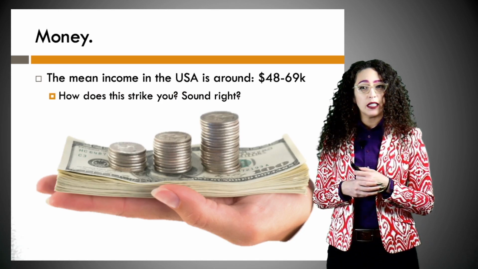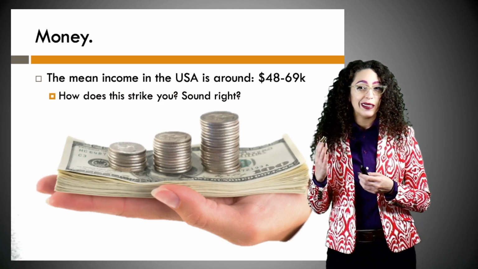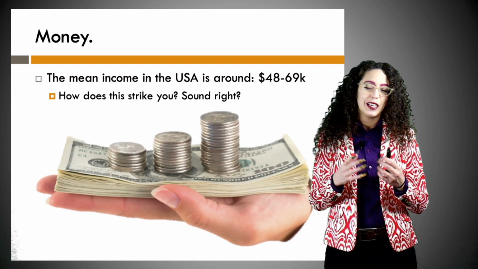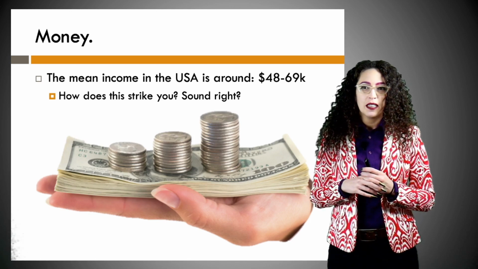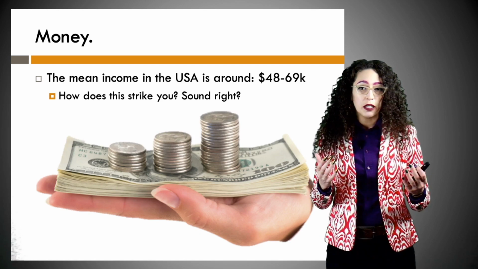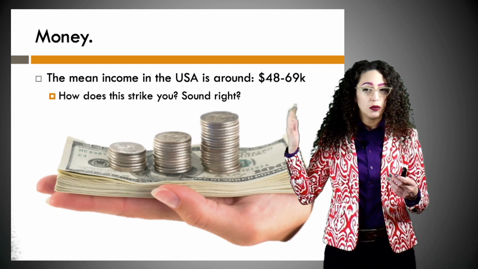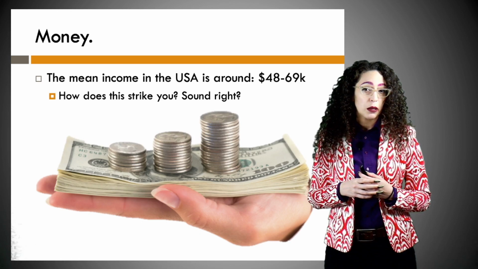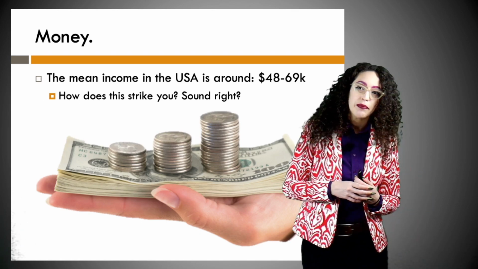The mean income in the USA is somewhere between 48,000 and 69,000, which is kind of a wide range, but bear with me. How does this strike you? Does this sound about right? Considering all the people you know and the incomes they make, does this sound in the realm of realistic possibility?